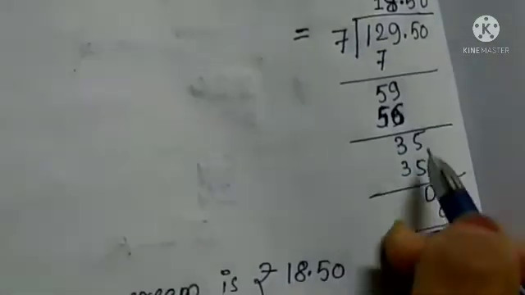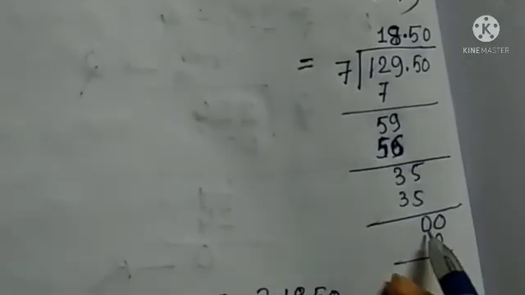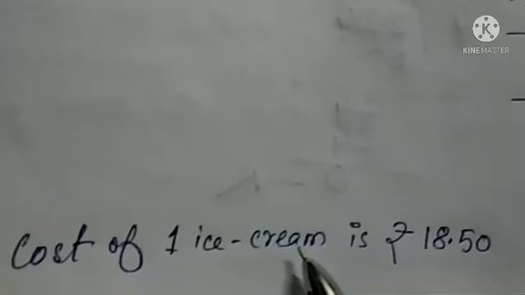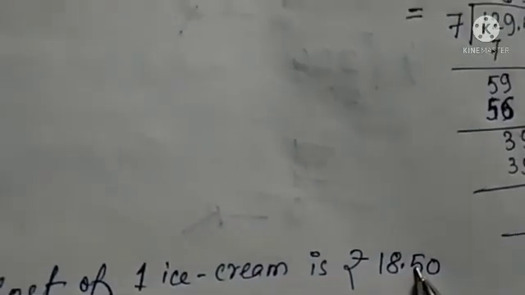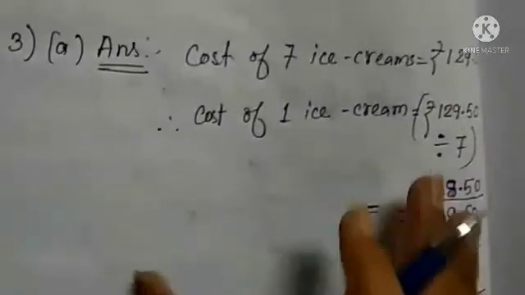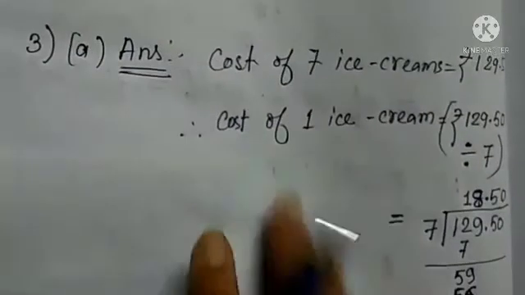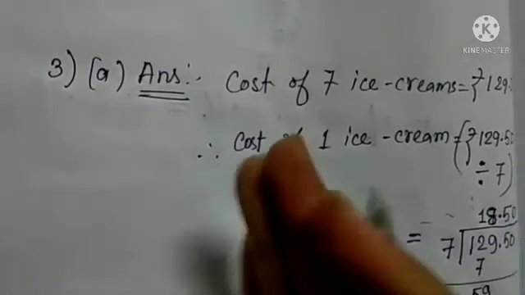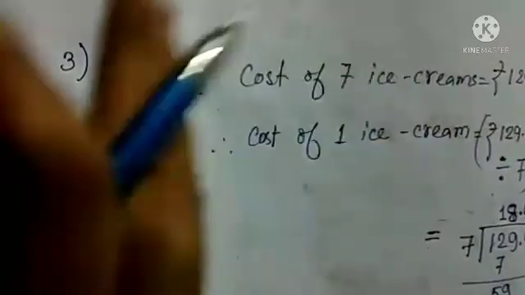Here also same case, you see 35 we are getting, then 0. One's place cannot be empty, so I put 0 over here. So at last you have to write, therefore cost of 1 ice cream is rupees 18.50. Students, in this way you have to find out the price of one item. B and C numbers are also the same, just the numbers are different.